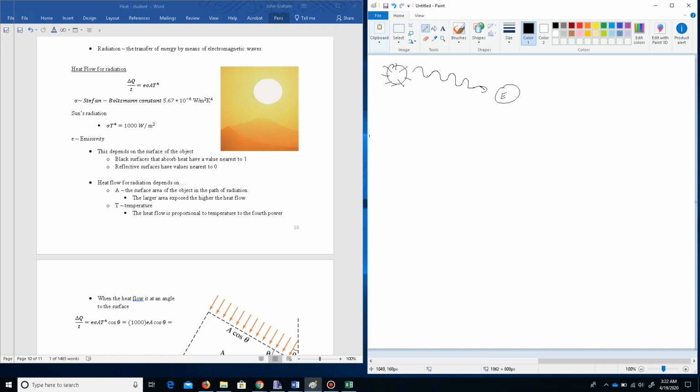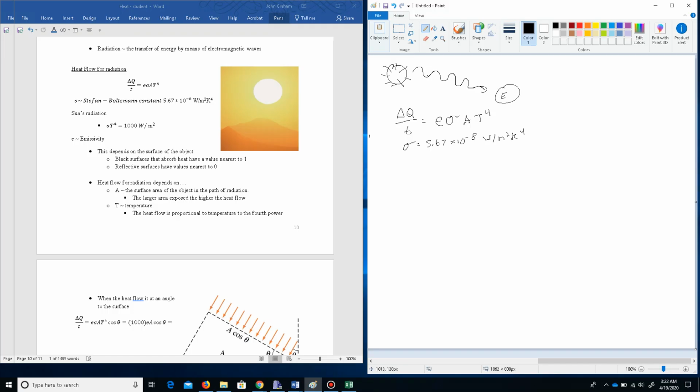And so our flow rate for this is equal to E sigma A T to the fourth, and this E is not the exponential E. I'll get into what this is. The sigma is a constant, and it's a Stefan-Boltzmann constant of 5.67 times 10 to the negative 8 watts per meter squared Kelvin to the fourth.